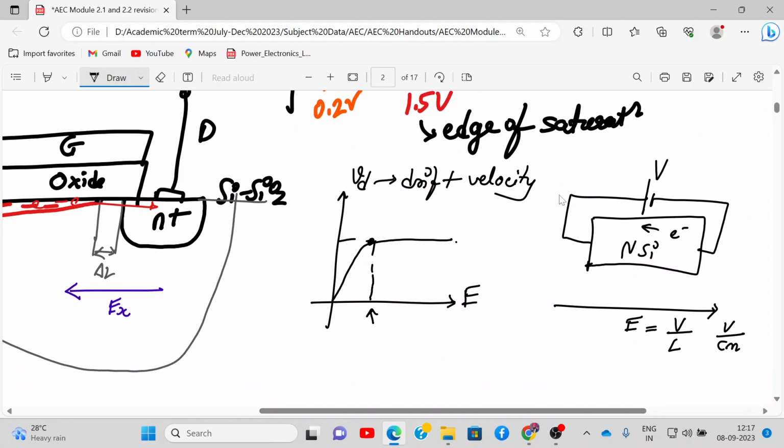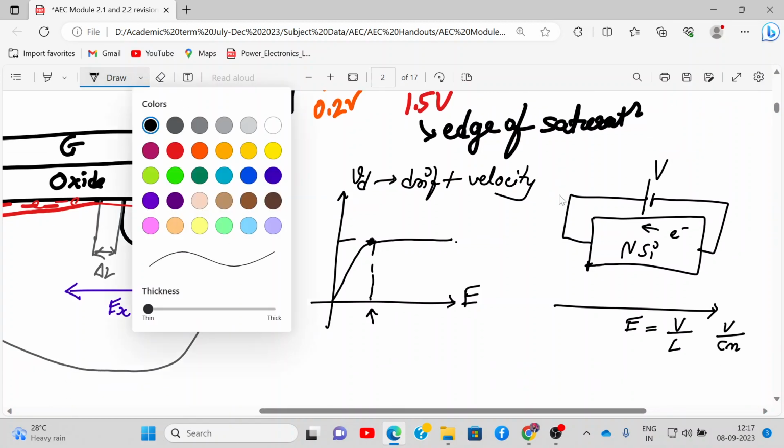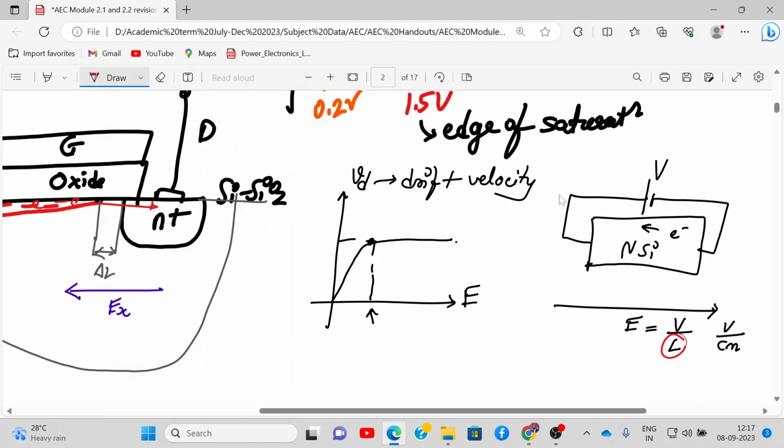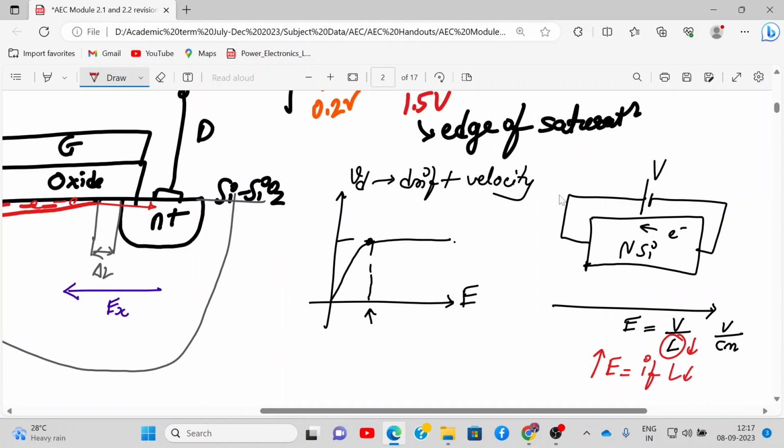So if I reduce the value of L, what will happen to the electric field? Tell me. If I reduce the value of L, what happens to the electric field? It will increase, no? E increases if L reduces. Yes or no? Hello?